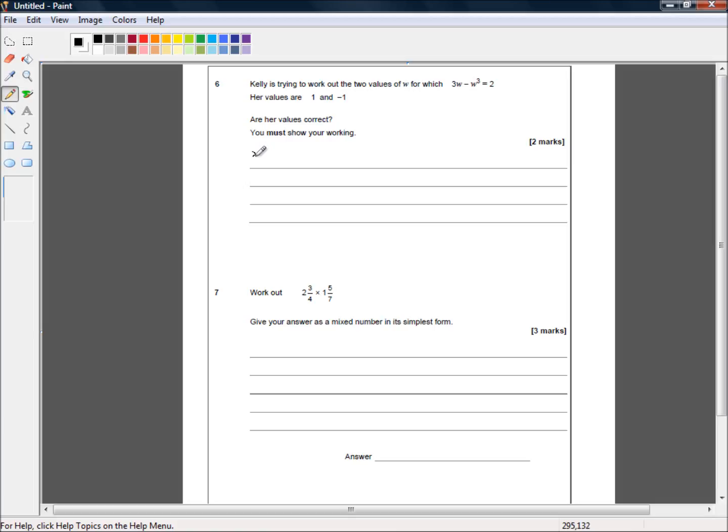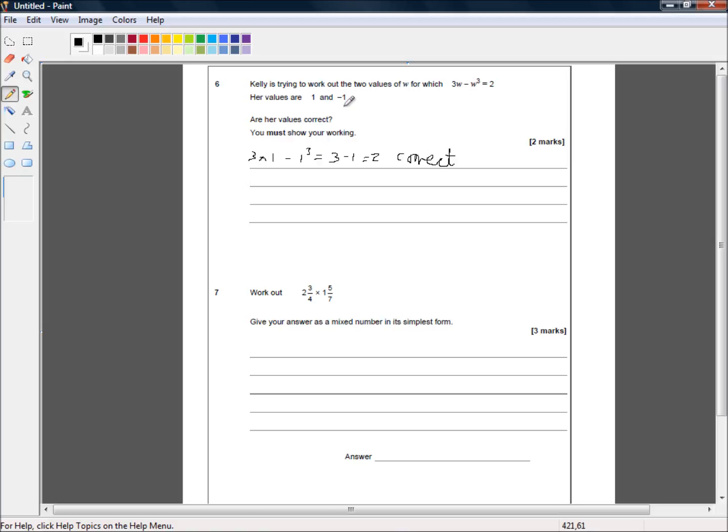So we've got 3 times 1 minus 1 cubed is equal to, so 3 times 1 is 3, minus 1 cubed is 1, which is equal to 2. And since 2 is what we're looking for, that is correct. Unfortunately, I can't write well with a mouse, but there you go.